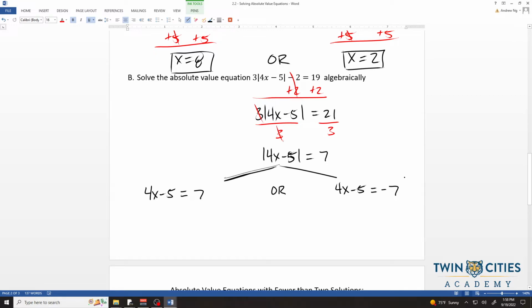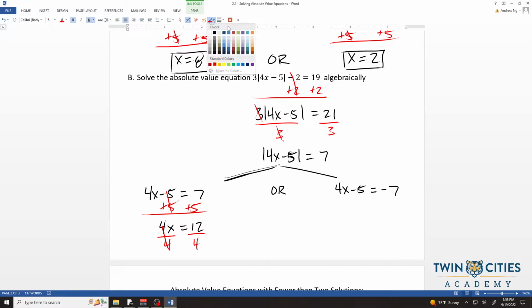And let's solve. Adding 5 to both sides. For this one, we'll get 4x equals 12. And then dividing by 4, I'll get x equals 3. Or, what happens over here?